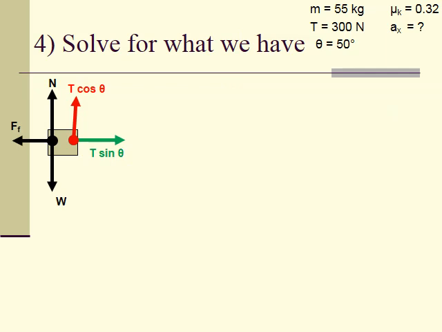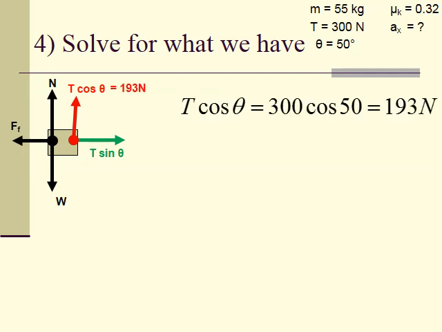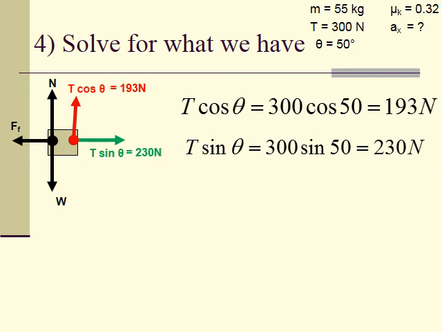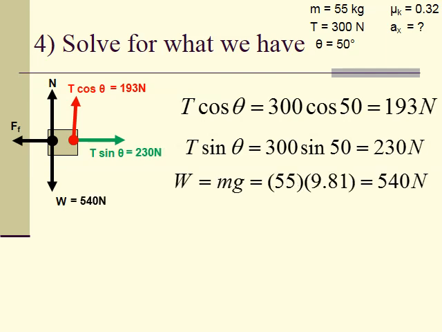Before we start coming up with the equations to solve, since we have some numbers and we can actually calculate some forces, let's go ahead and do so. For example, the component vertically, T cosine theta, we have T and we have theta, so we can plug and chug, and we find that T cosine theta is going to equal 193 newtons. T sine theta will equal, when we do the math, 230 newtons, and the weight will turn out to be equal to 540 newtons.